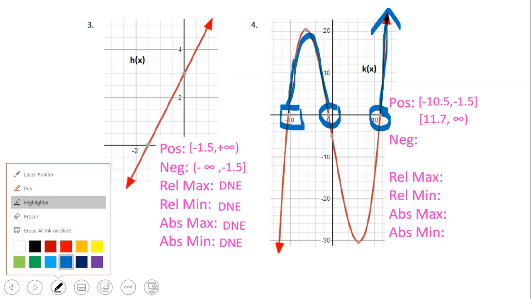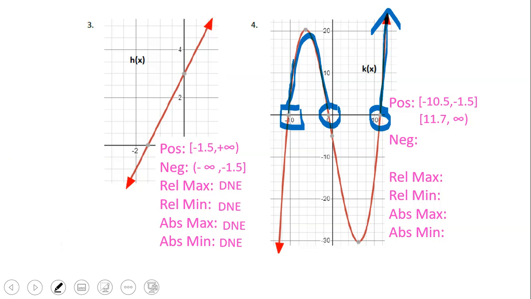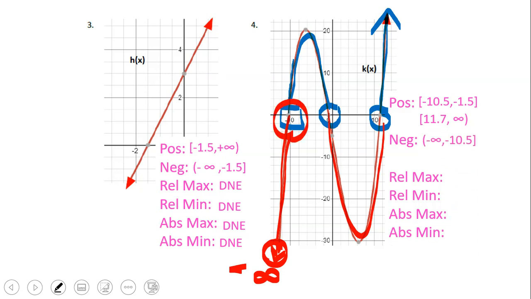The negative intervals, the first one would be over here, and then in here. So down here is coming from the left at negative infinity, and then it stops there at negative 10.5. The other negative one would be here at negative 1.5 and continue all the way over here to 11.7.